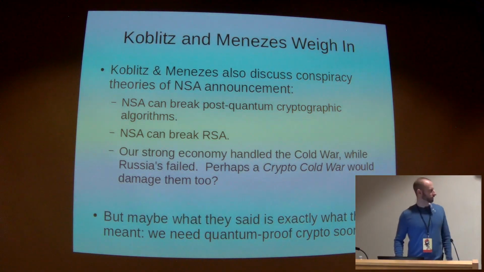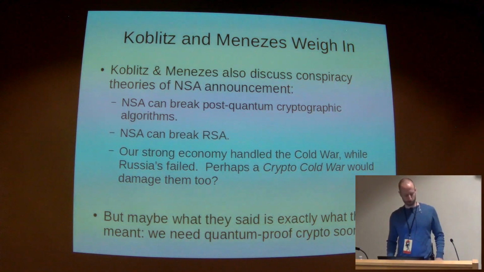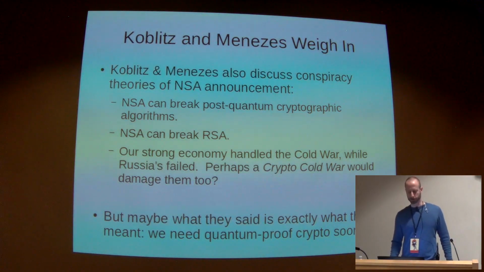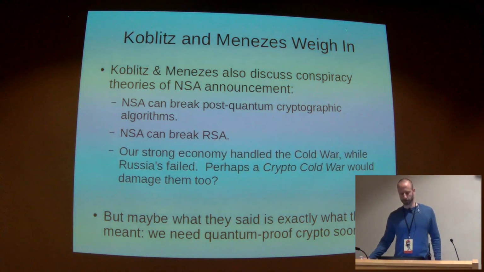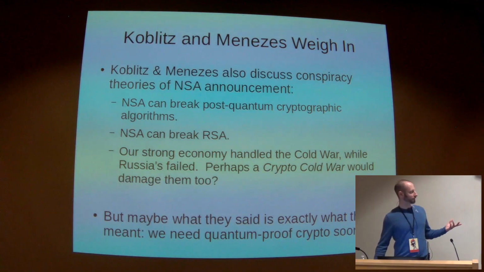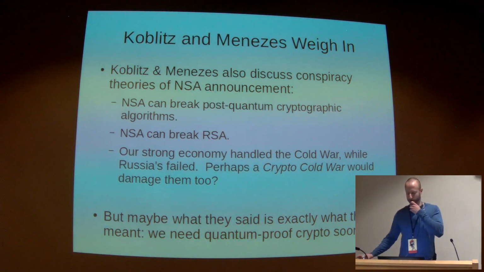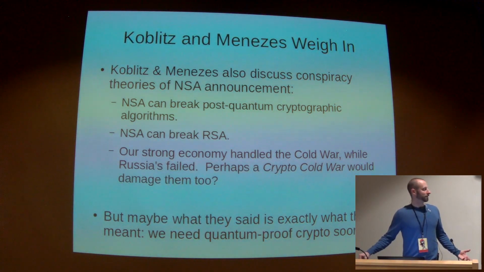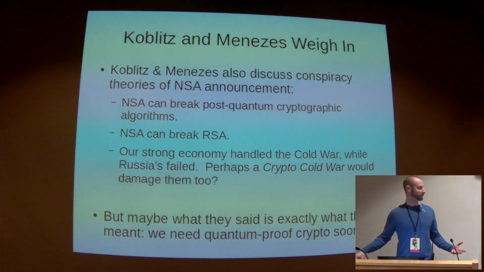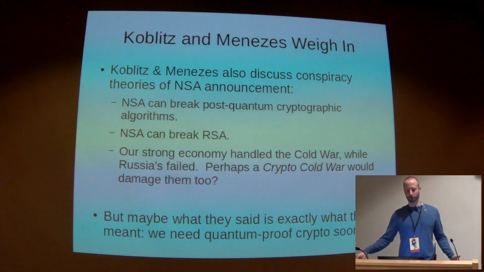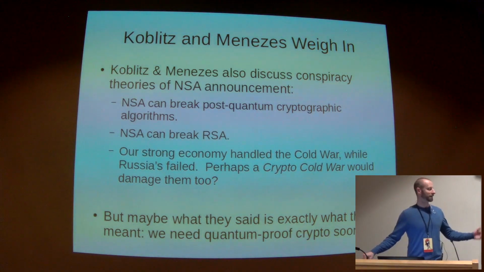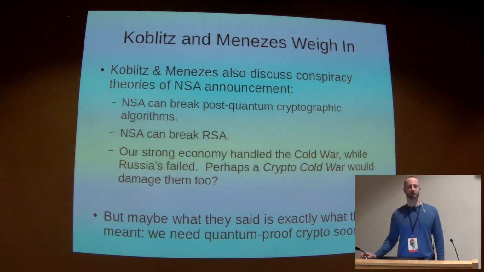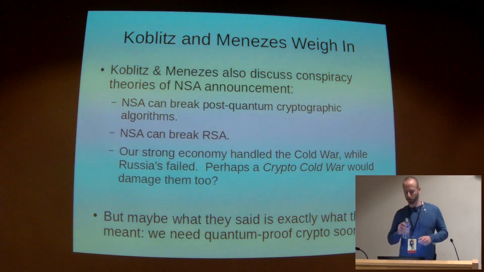So based on the NSA announcement, they went through all those crazy conspiracy theories. One of the interesting ones that they floated was they pointed out that during the Cold War with the USSR, their economy tanked, like they failed as a result. So maybe the NSA threw out that bombshell of a statement because a crypto Cold War could damage them too, and I just included that because it's kind of funny. That's this year's theme for BSides: crypto Cold War.